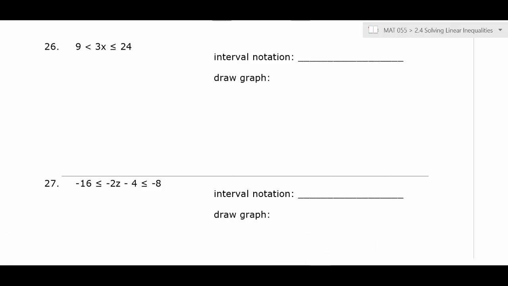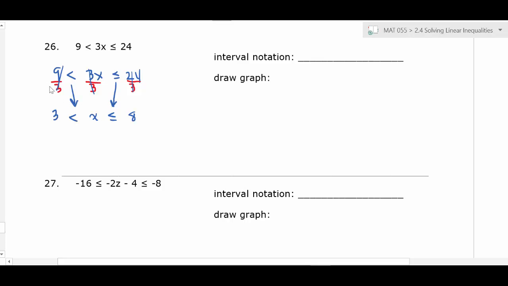Okay, so let's see how we did. I'm going to start by writing this down. All we need to do on this one is divide each part by 3. Be sure you do that. So it's going to be 3, x, 8. Now these signs do not change, because I divided by positive 3. You divide by a positive number, nothing changes.